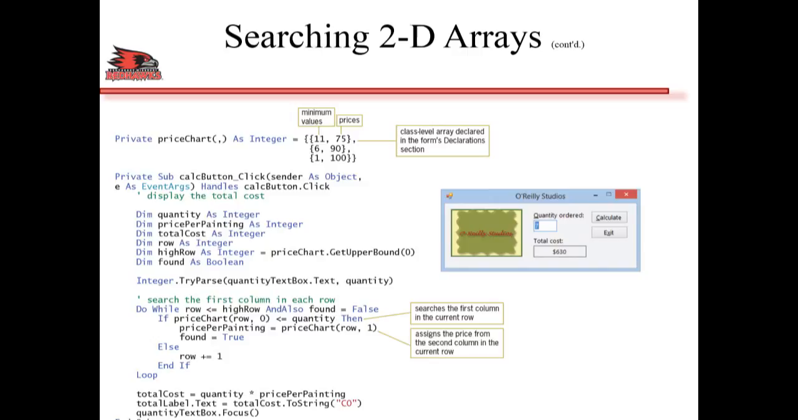And so once we have a price per painting, it's easy to calculate the total cost by multiplying the price per painting by the total number entered, or the quantity entered by the user. So that was our last example.